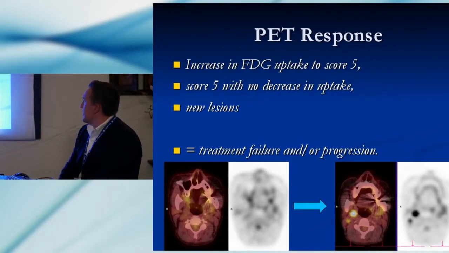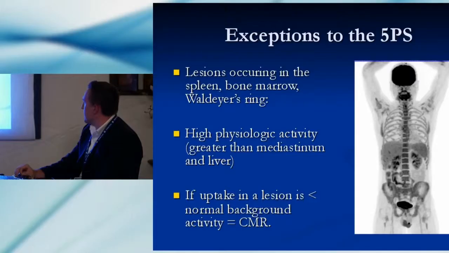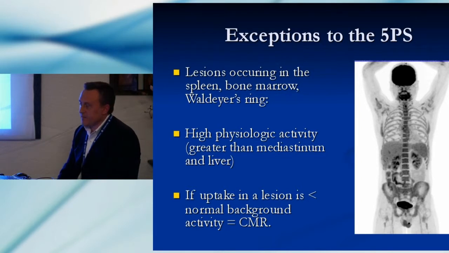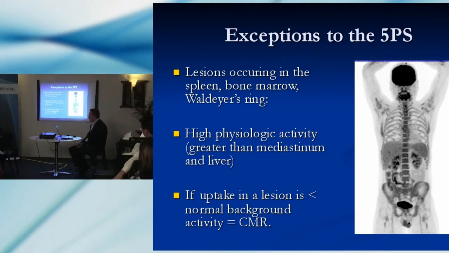An increase of FDG uptake to a score of 5, or score 5 with no change during treatment or after treatment, or any new lesions constitutes a treatment failure and or progression. There are exceptions to the 5-point scale, and these are lesions which occur in areas of high background physiologic uptake. So we're talking about marrow, spleen, and Waldeyer's ring. Particularly the marrow and the spleen can show quite high physiologic activity on the interim scans during treatment or post-GCSF.